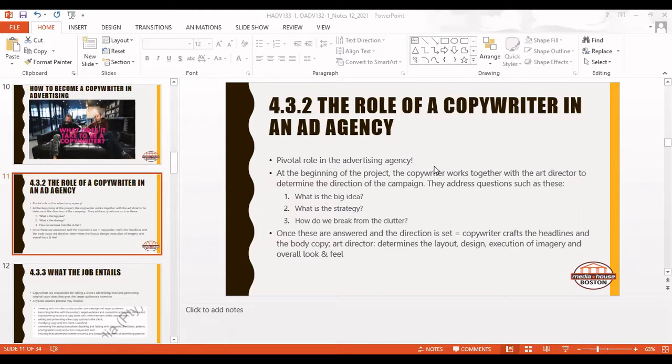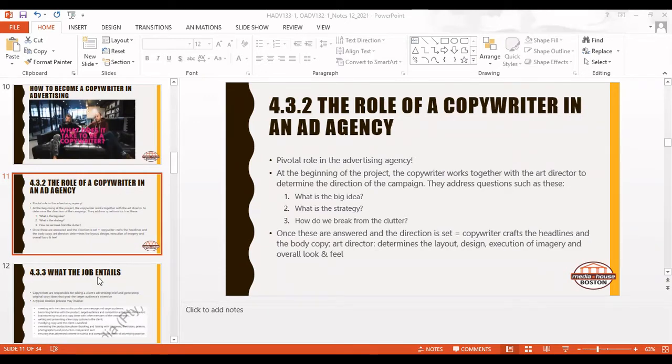So a copywriter then crafts the headlines and the body copy. The art director determines the layout, design, execution of imagery, and overall look and feel. So as the copywriter, you craft the headline and the body because you have all these ideas now. You're writing now. You come up with your catchy headline, then you write the body, whatever words and sentences you come up with. Then the art director is the one who's going to determine the layout, the looks, the design, and the execution of the imagery and the overall look and feel.